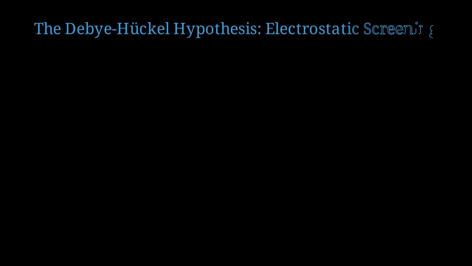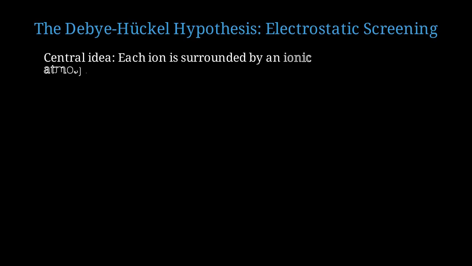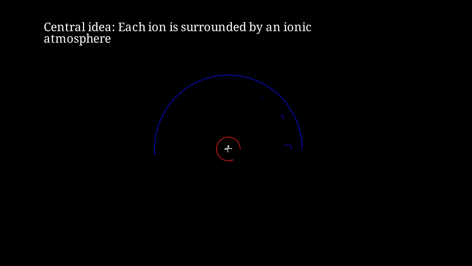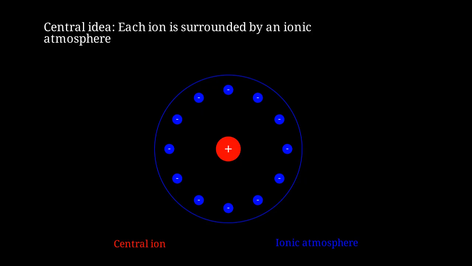Debye and Hückel proposed a bold new idea to explain this square root dependence: electrostatic screening. Their central hypothesis was that each ion in solution is surrounded by an ionic atmosphere of oppositely charged ions. Imagine a positive ion at the center. On average, there will be more negative ions nearby and fewer positive ions, creating a cloud of negative charge around it.